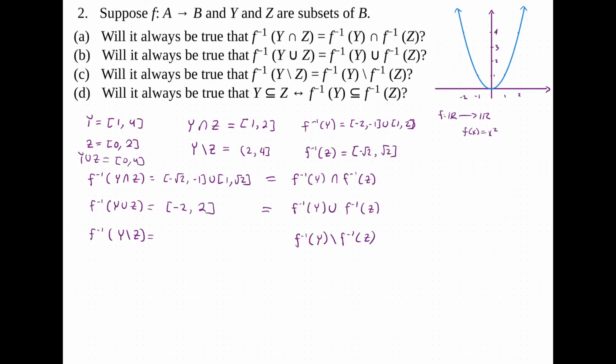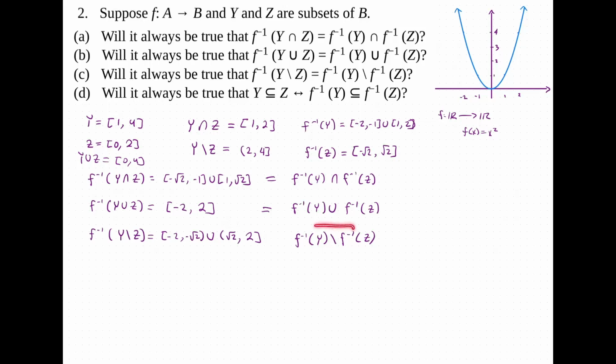The third question, part C, we're looking at the set difference now. The set difference is going to be (2, 4]. And so now we're looking at everything that maps from 2 to 4, but not including 2. And so we're going to have -2 to the negative square root of 2, and then square root of 2 to 2, but not including square root of 2. And so that's going to give us [-2, -√2) union (√2, 2].